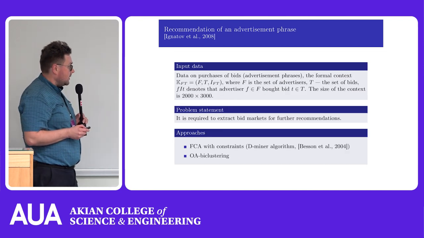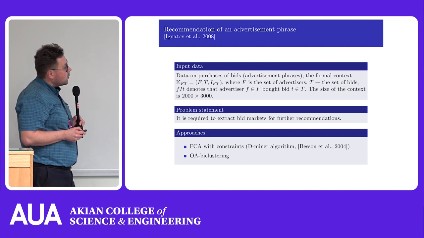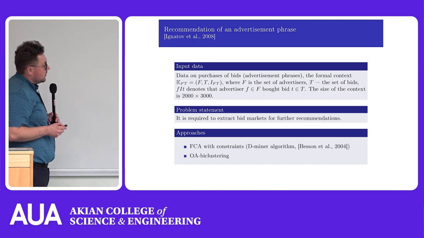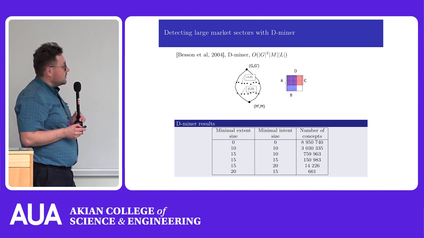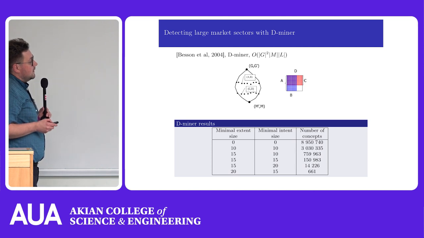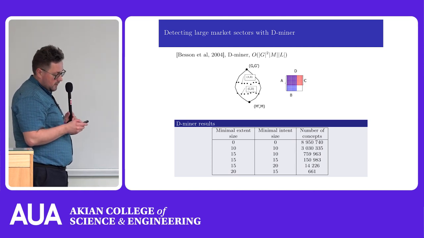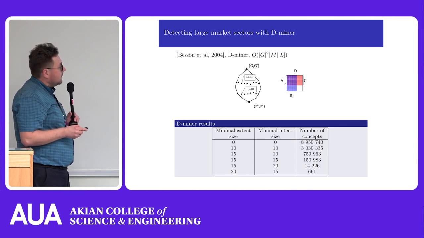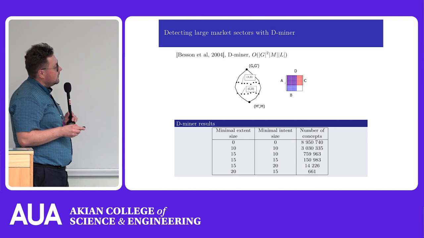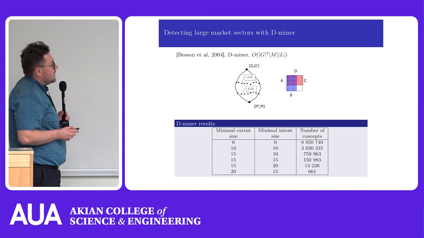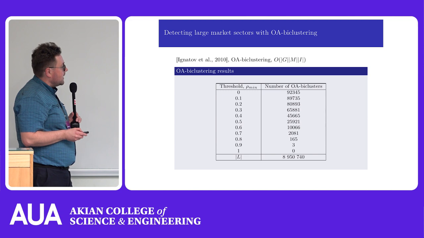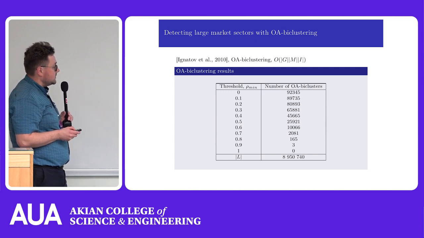Here also some example from the past. We analyzed a Yahoo data set with 2,000 companies and 3,000 advertising terms, and we applied object attribute biclustering for recommendation purposes. If we generate concepts with different constraints on the A and B components, that is the number of firms that advertise their goods with some number of keywords on Yahoo, then for 0 and 0 thresholds, we obtain about 9 million concepts. This is infeasible for manual analyzing, for example. So that's why biclustering was one of the means to reduce this number.